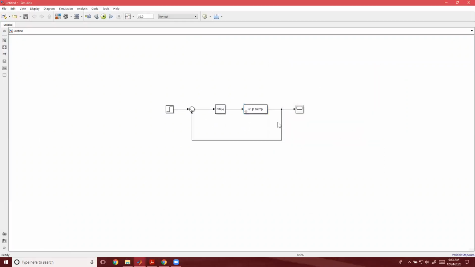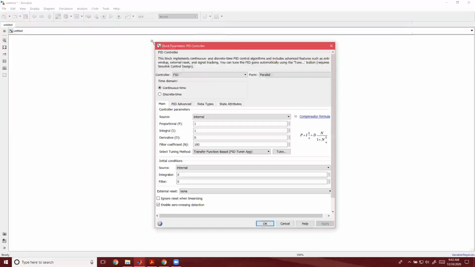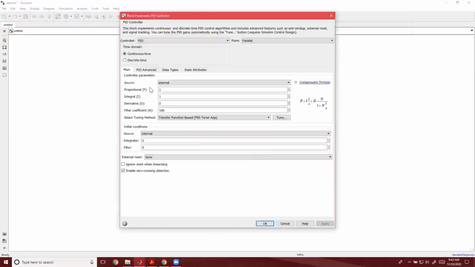After you have built your model, double click on your PID box. You're going to see you have your initial values of P, I, and D. These are just there from the beginning. And there's a button called Tune next to your select tuning method. Click on that, and it will take you to another window.